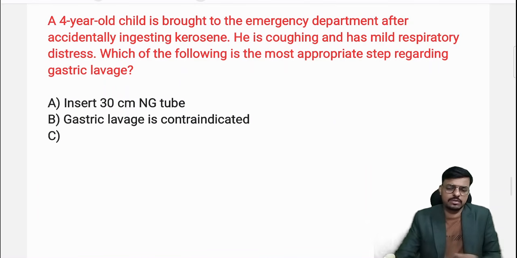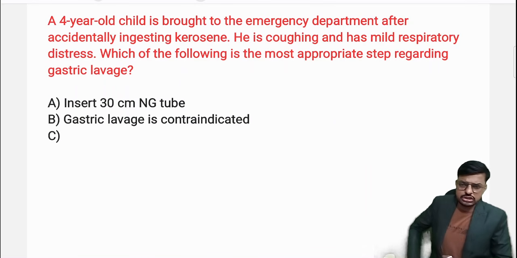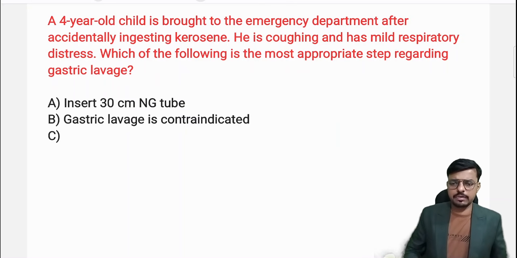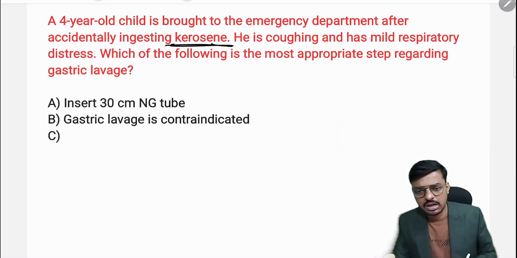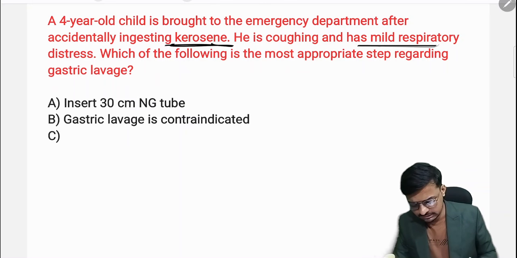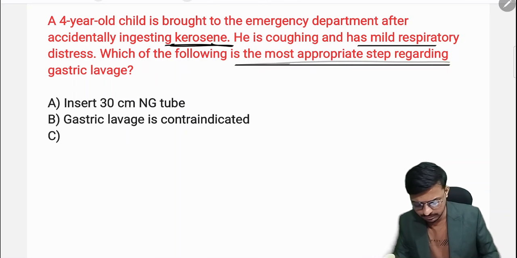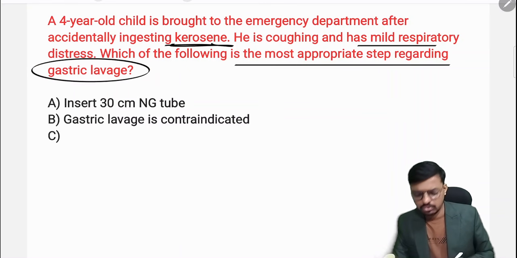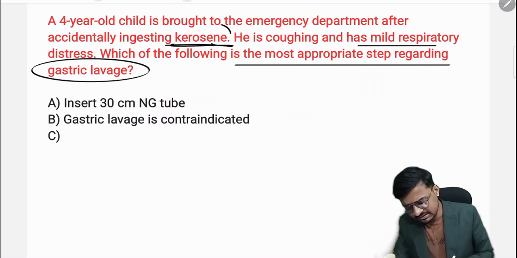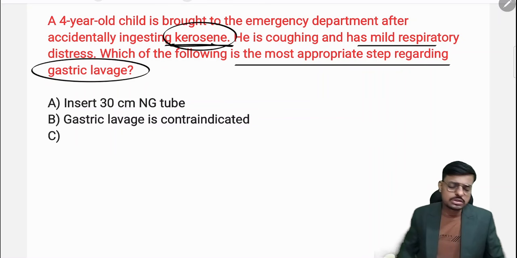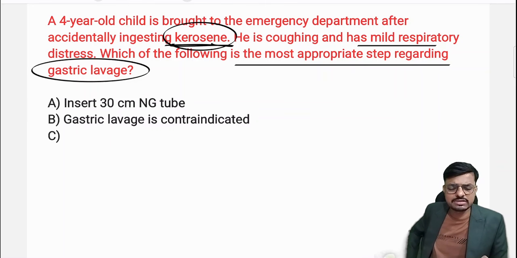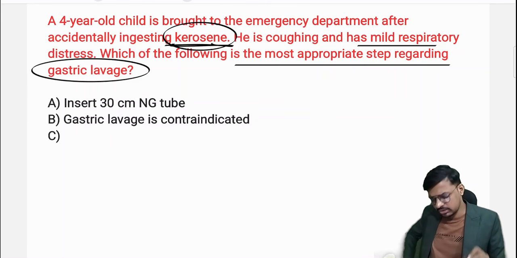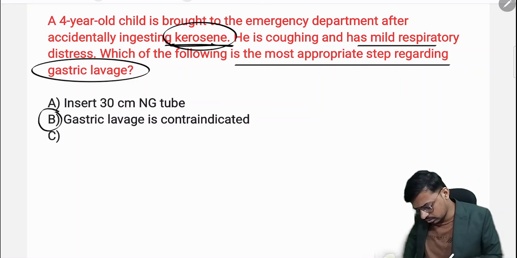Right, here's the next question. A 4-year-old child was brought to the emergency department after accidental ingestion of kerosene. So there is a kerosene poisoning question, and he is coughing and mild respiratory distress is there. Which of the following is the most appropriate step regarding gastric lavage? Beta, nurses must know that in kerosene poisoning we are not doing any gastric lavage. We are not inducing vomiting. So induction of vomiting and doing gastric lavage is contraindicated. This you must and should know.